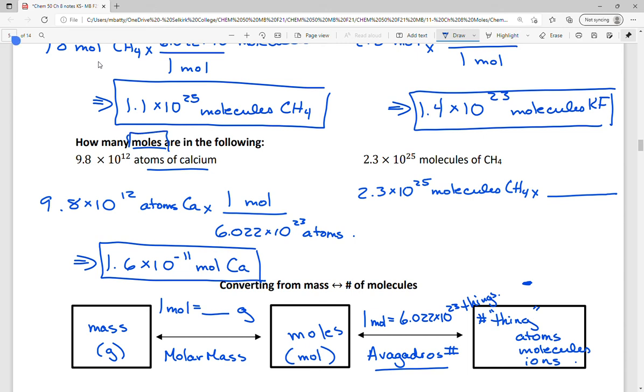So Avogadro's number is going to be my conversion factor. One mole on the top and the number of things down below, because 1 mole is 6.022 times 10 to the 23 molecules. Then on my calculator, I can do the math and follow the dimensional analysis, and I divide because it's on the bottom, and I get 38 moles of methane.